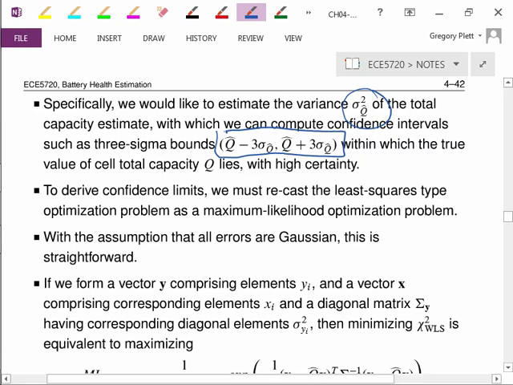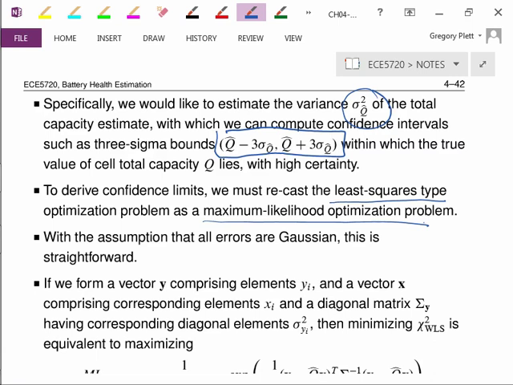To get these confidence limits, we're going to have to think about our least squares type optimization problem in a different way. Least squares, because we have squared all of the errors and summed them up, and then we want the least value, the smallest value of that. And we're going to rethink this as a maximum likelihood optimization problem. Maximum likelihood looks at a probability density function and tries to find the input to that density function that gives the maximum point, the maximum likelihood.